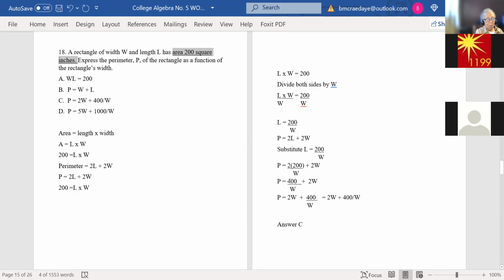Now you have perimeter in terms of W, because you only have W in this formula. Okay, 2 times 200, 400 over W plus 2W. Put the 2W first, just so it matches what's in the answer. The answer has 2W plus 400 divided by W. And I had it here as the underline, which is the same as the slash. Both are division. Okay, let's go to number 19.